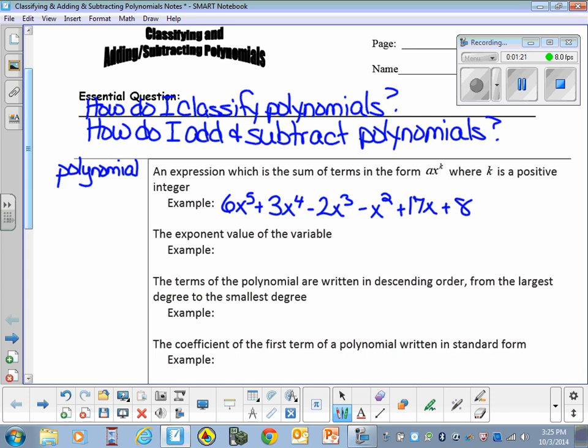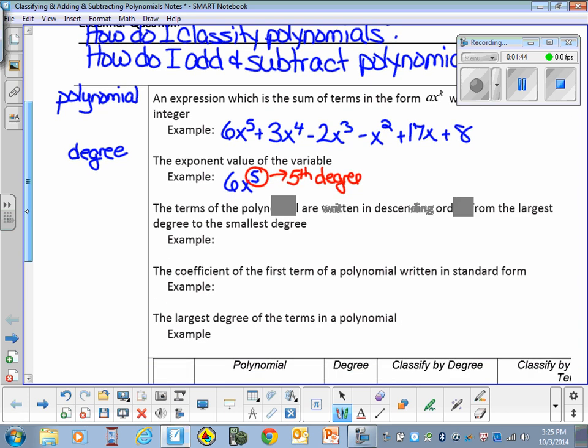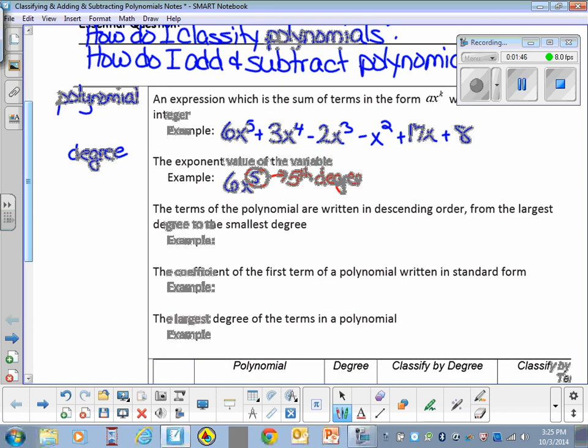The exponent value of the variable is called the degree. So if we have 6x to the 5th, we say this is a 5th degree term. When you write the terms of a polynomial in descending order from the largest degree to the smallest degree, you are writing standard form of the polynomial.